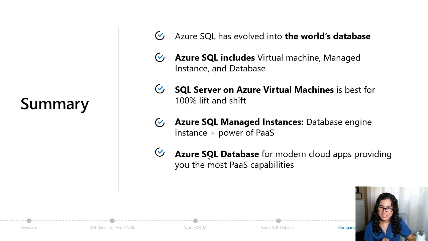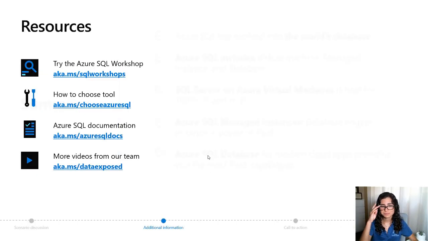Yeah, and we talked about VMs, we talked about MI, we talked about single DB, and the power of PaaS with things like auto failover groups and geo-replication and automatic indexing in Azure SQL Database. There's a lot of stuff here, but all good things. So hopefully this has been a useful session for you all.